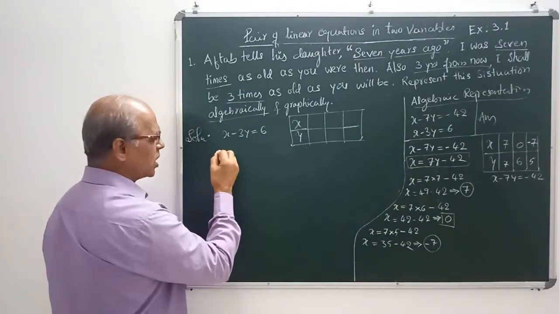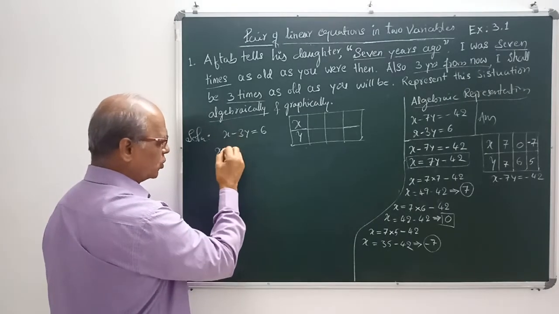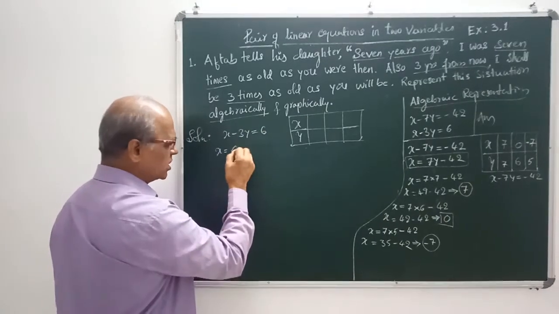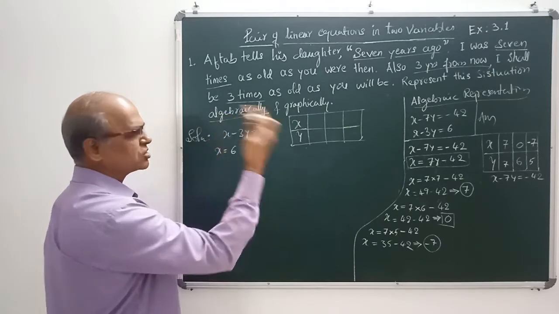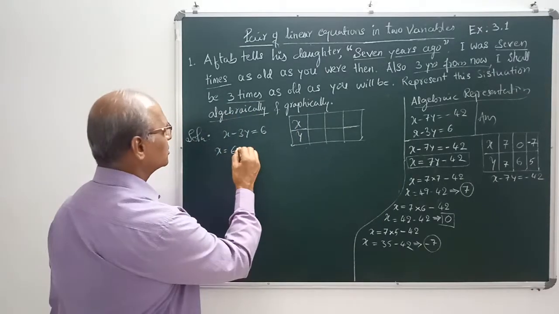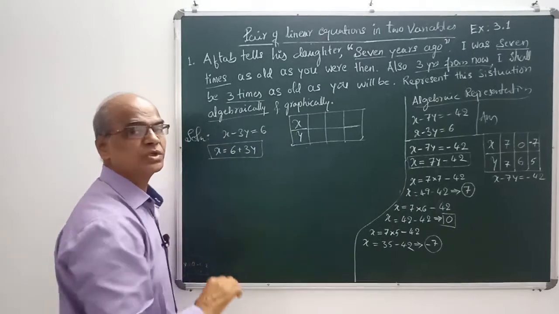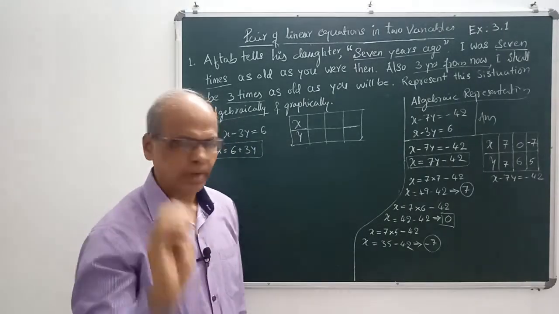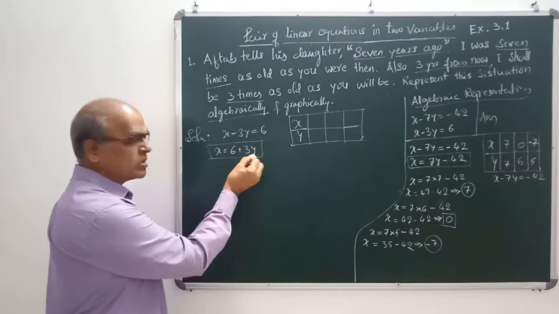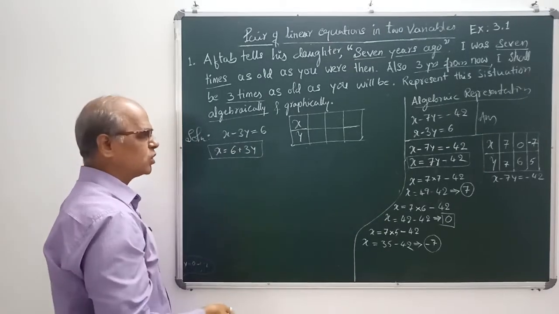So what does it become now? x is equal to 6, and this minus 3y is transposed to the right hand side, that will become plus 3y. So this is your equation for the calculation purpose. Okay. So what to assume here? Again y value you have to assume.